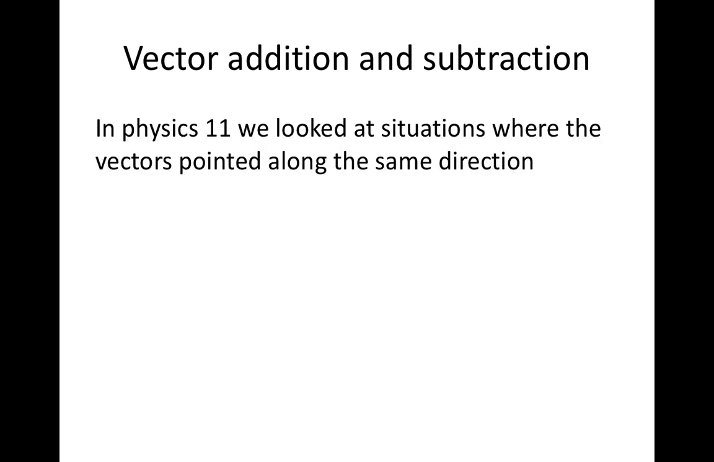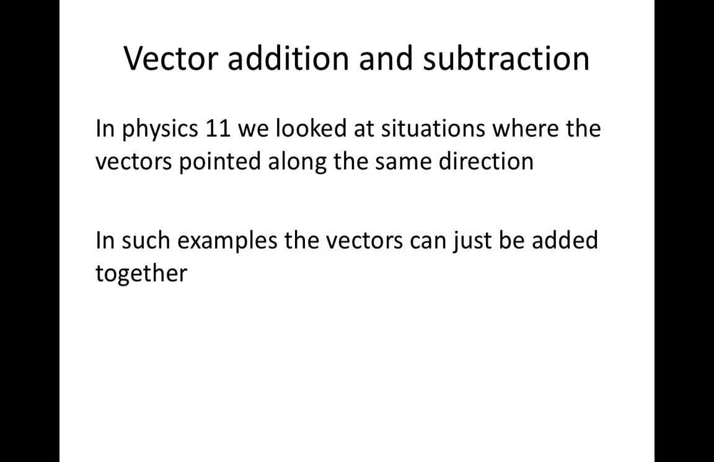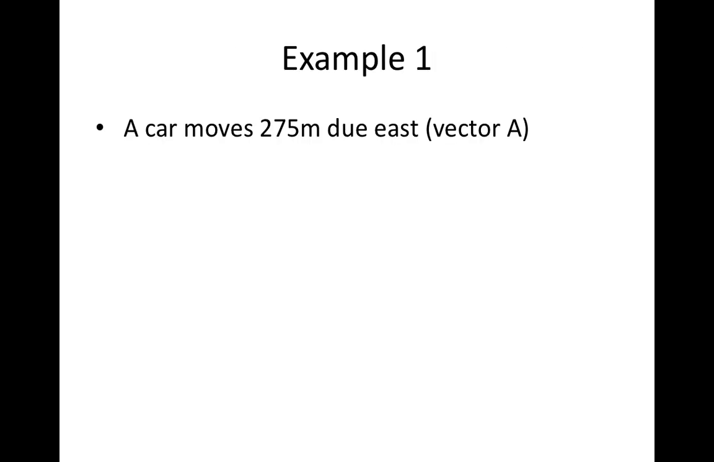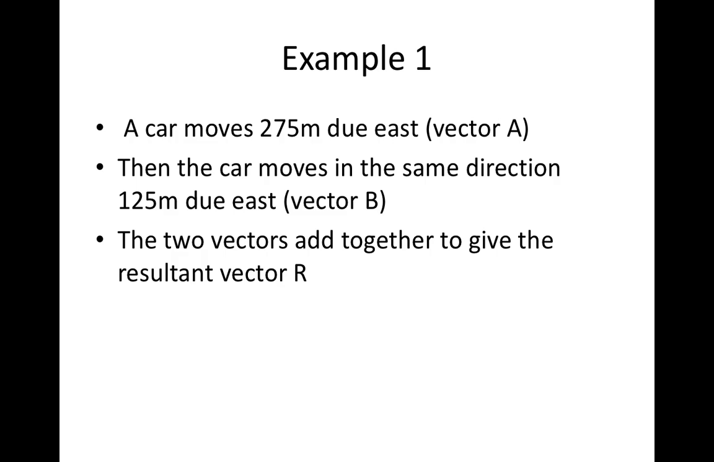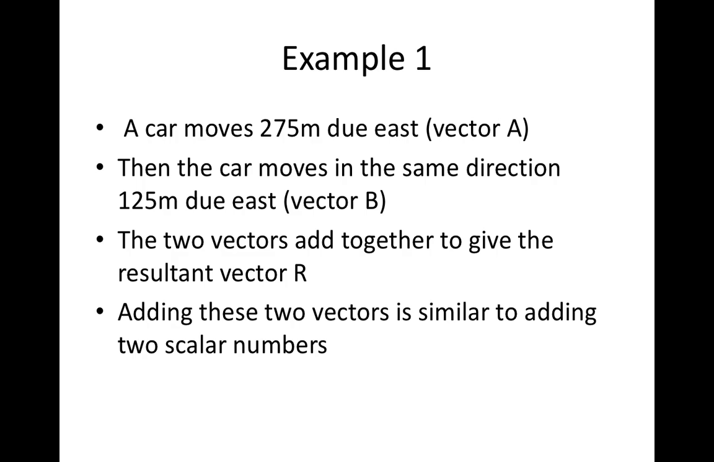Vector addition and subtraction. In Physics 11, we looked at situations where the vectors pointed along the same direction. In such examples, the vectors can just be added together. Example 1, a car moves 275 meters due east, vector A. Then the car moves in the same direction 125 meters due east, vector B. The two vectors add together to give the resultant vector R. Adding these two vectors is similar to adding two scalar numbers.